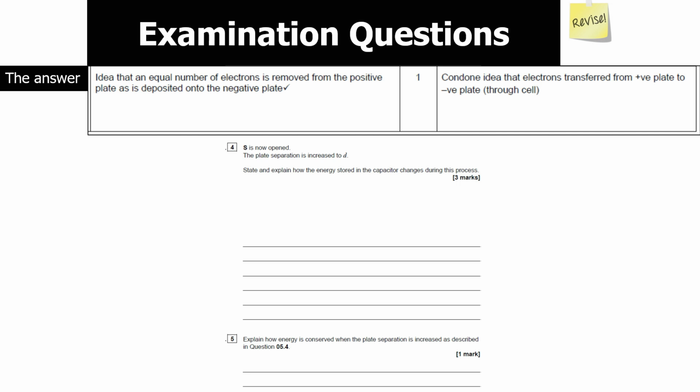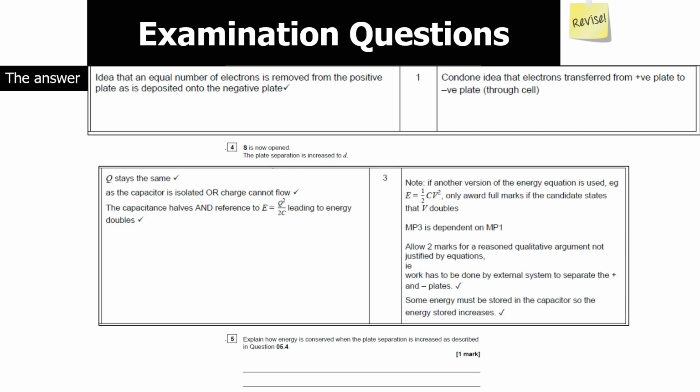Now, what's going to happen in the next question? Again, we know that charge is going to stay the same because the capacitor is isolated, or the charge can't flow because the switch is now open, so the charge can't flow around the circuit. At that point, we know the capacitance halves, because you know E equals Q squared over 2C. So therefore at that point we can tell that energy doubles.